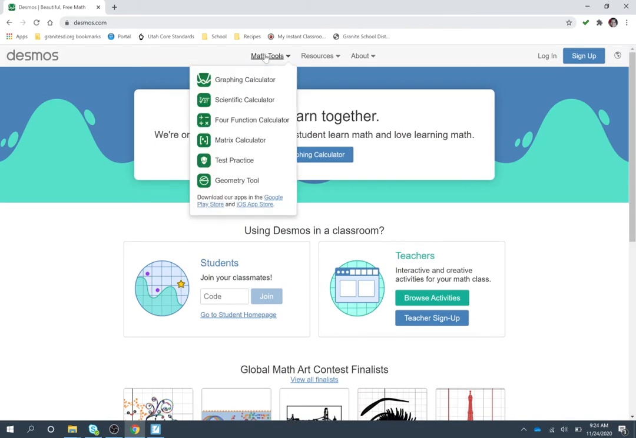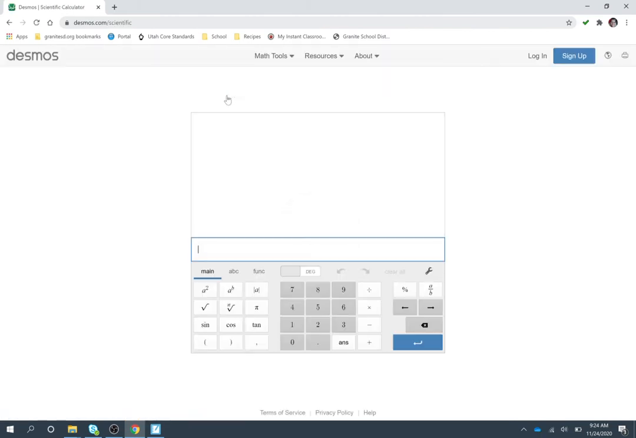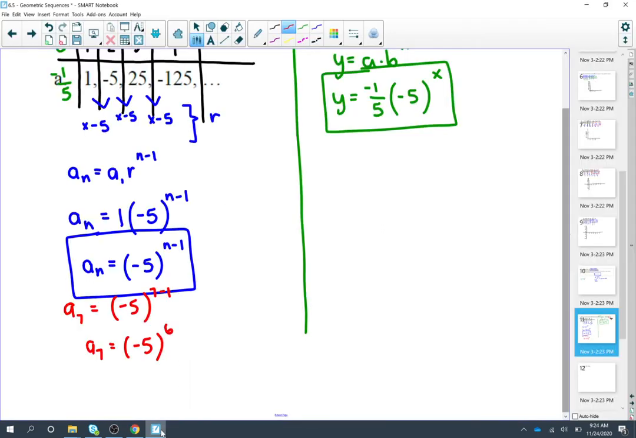Desmos.com. I'm just going to grab a scientific. Make sure you're using parentheses to the power of 6, which is 15,625. So we know that this is 15,625. Now, let's go see what we get when we use our other formula.